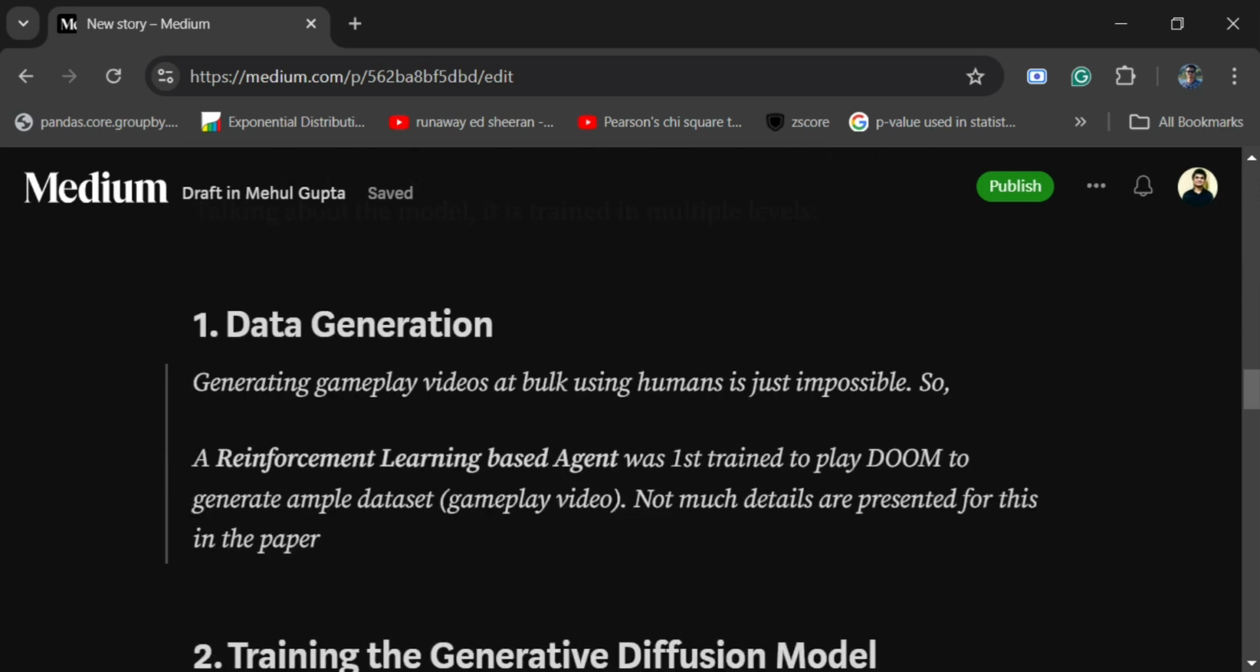As mentioned in the paper, getting gameplay videos from humans was just impossible. You are asking humans to play hours and hours of a video game. So what they did, they trained a reinforcement learning agent that first plays the game and generates the data for them. That's a great idea.